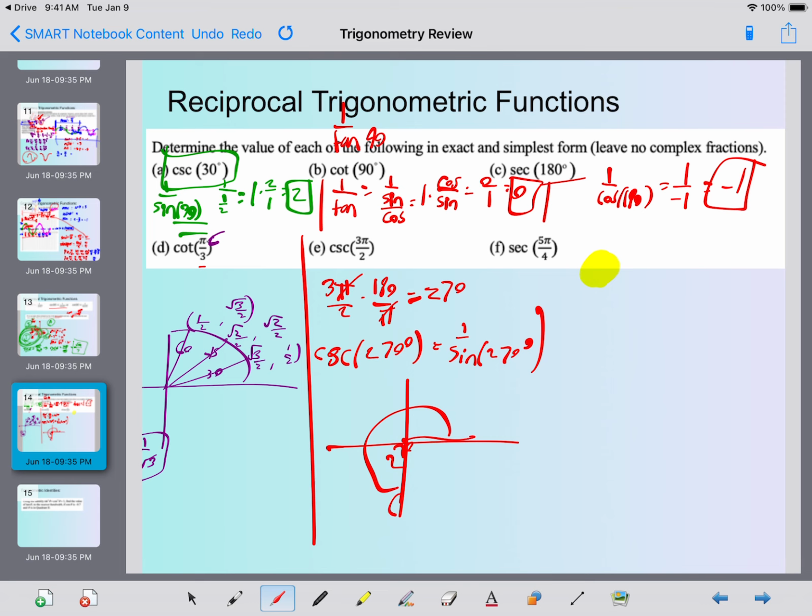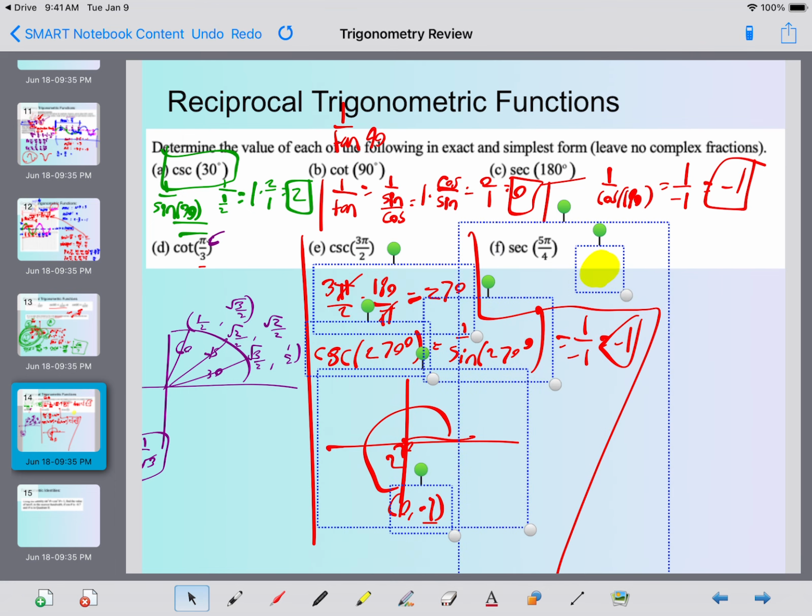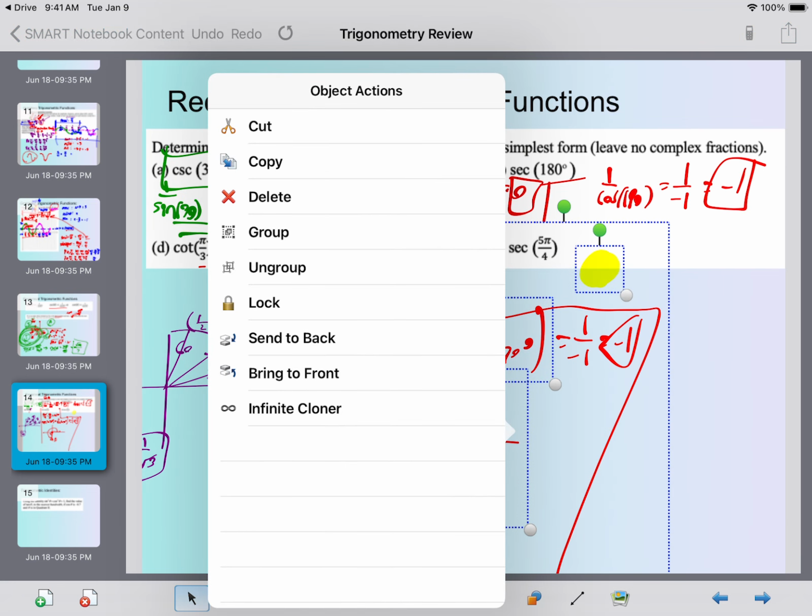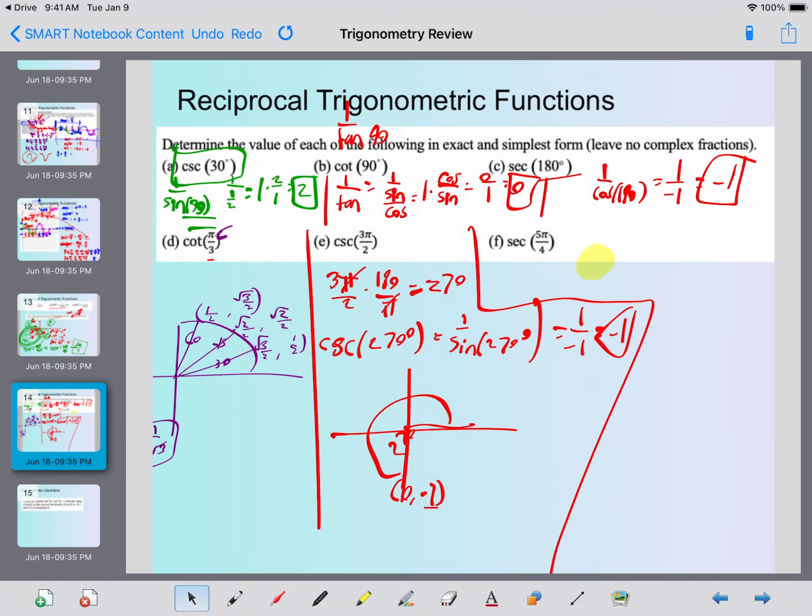This point would be 0, -1. Sine is the y value, so -1. 1 divided by -1 is -1. Lastly, 5 pi over 4. Let's hope that it's not such a nice point.